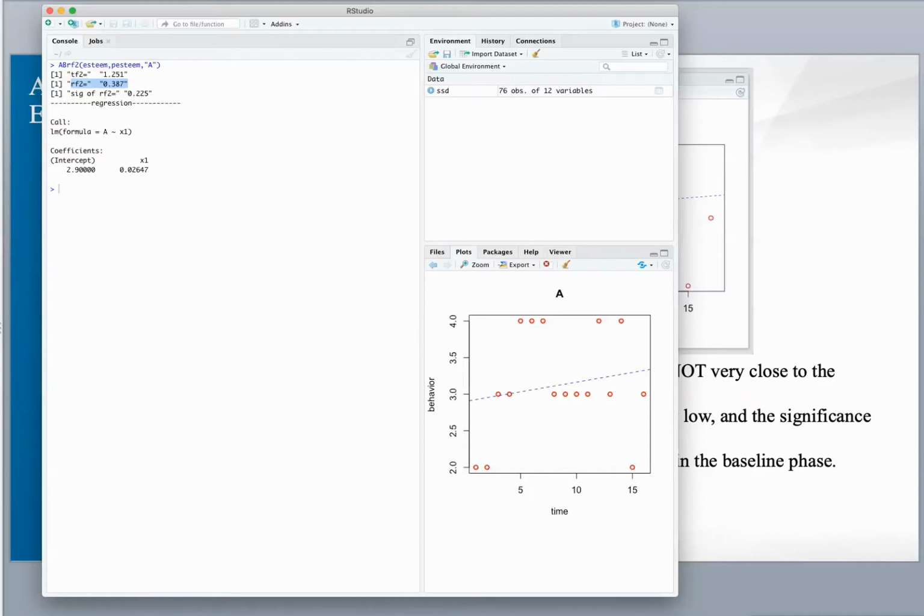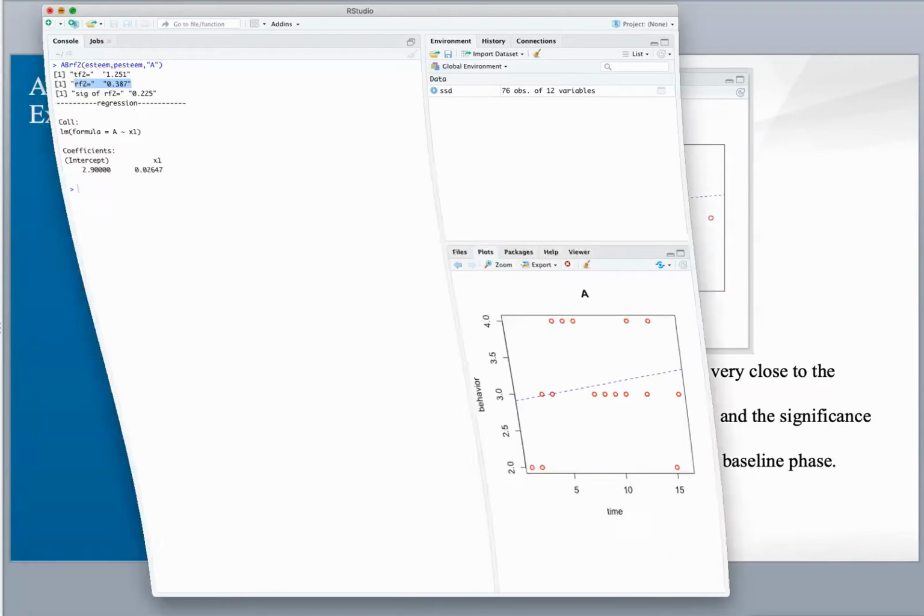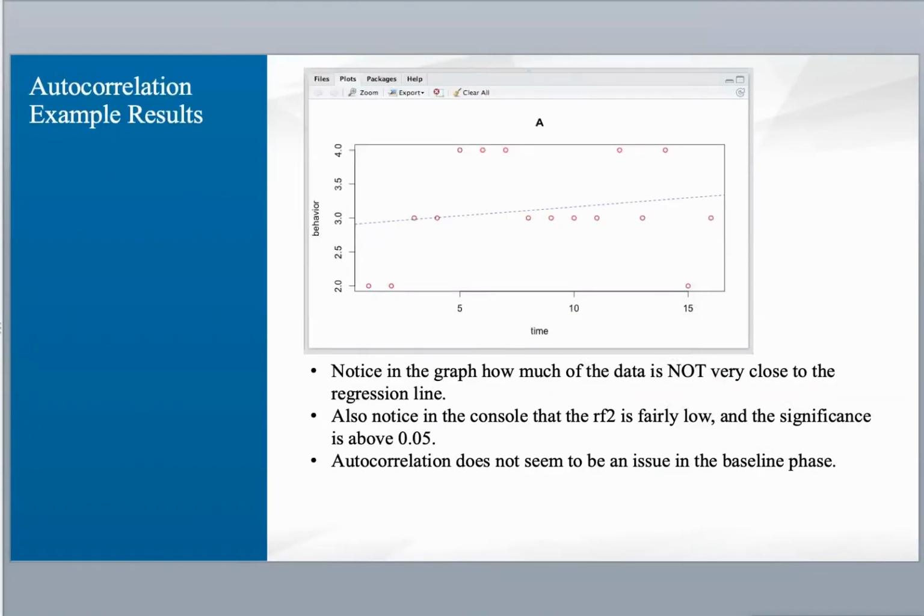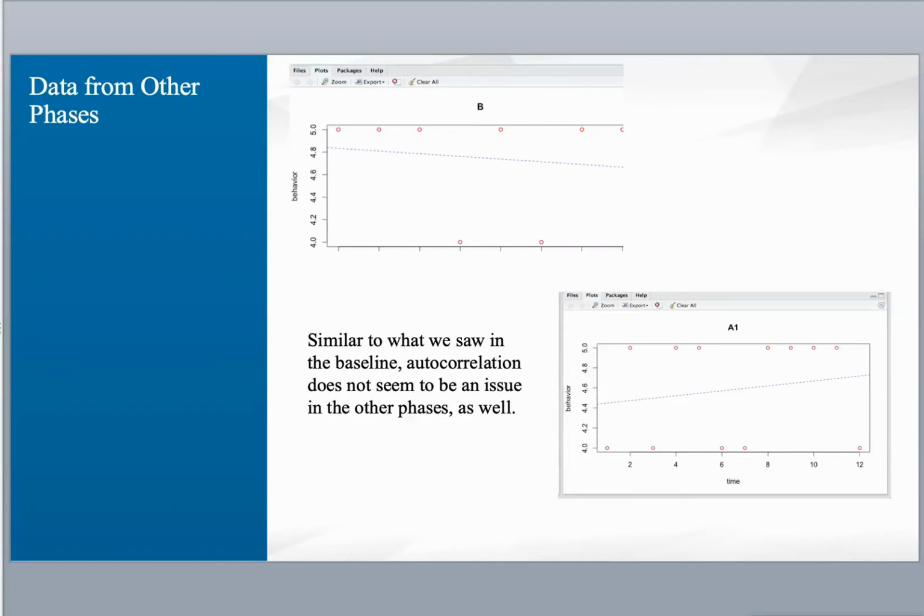Okay, I'm going to minimize my R and go on to the next slide. So now, similar to what we saw in the baseline, autocorrelation doesn't seem to be a problem in the B phase either. That is, in the intervention phase.